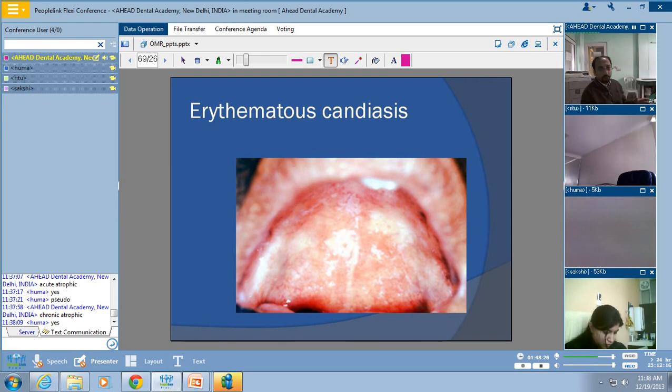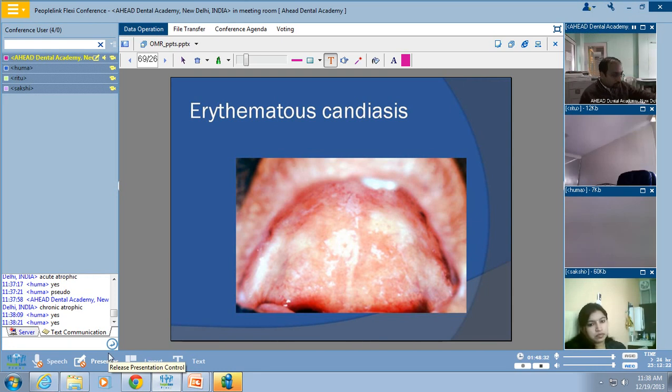Okay. Now, one more thing which is very important for you regarding candidiasis. One question which keeps being asked again and again: which is the most common fungal infection in the world? That is candidiasis. Is candidiasis, I will say it slowly, an example of choice A, superficial fungal infection, choice B, deep fungal infection, or both of the above?